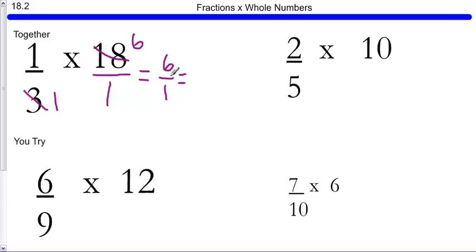Now 6 over 1 is not an acceptable answer in 5th grade math, so what we're going to do is simplify. 6 divided by 1 is 6.